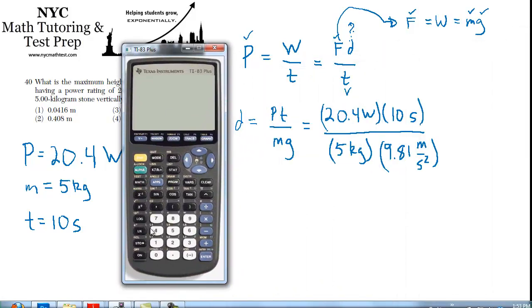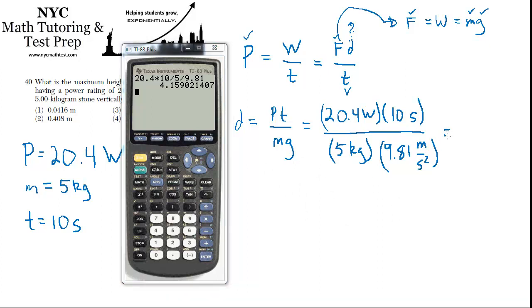We have 20.4 times 10 divided by 5 and also divided by 9.81. Okay, so that's 4.15. We'll say 4.16.